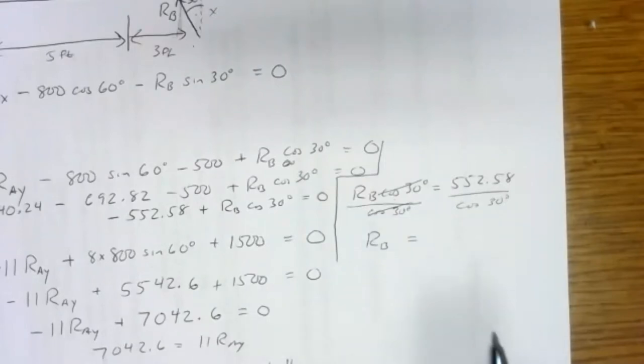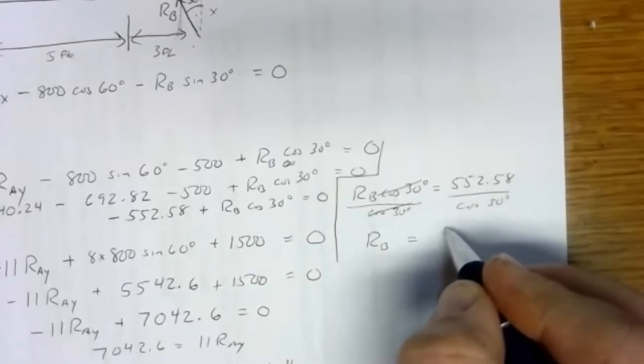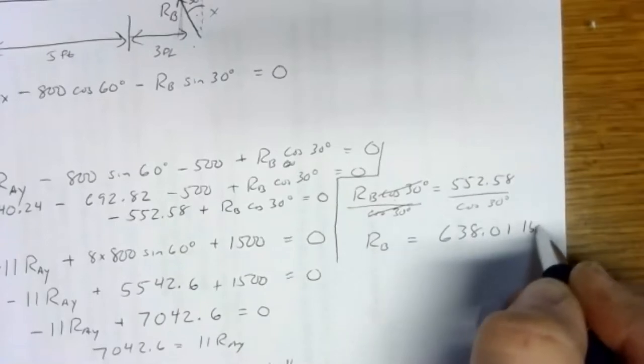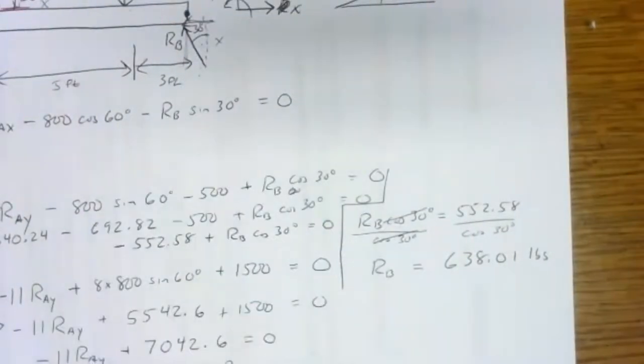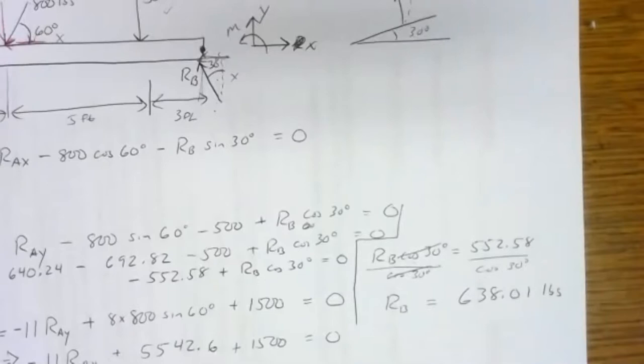So I'm just going to divide by the value my calculator spit out for the cosine of 30 right in the calculator, and that comes out to be 638.01 pounds. And that came out positive, meaning we had our direction right, which we didn't really have any guesswork on. So it's pretty reasonable that it came out positive. So there's our value for RB.